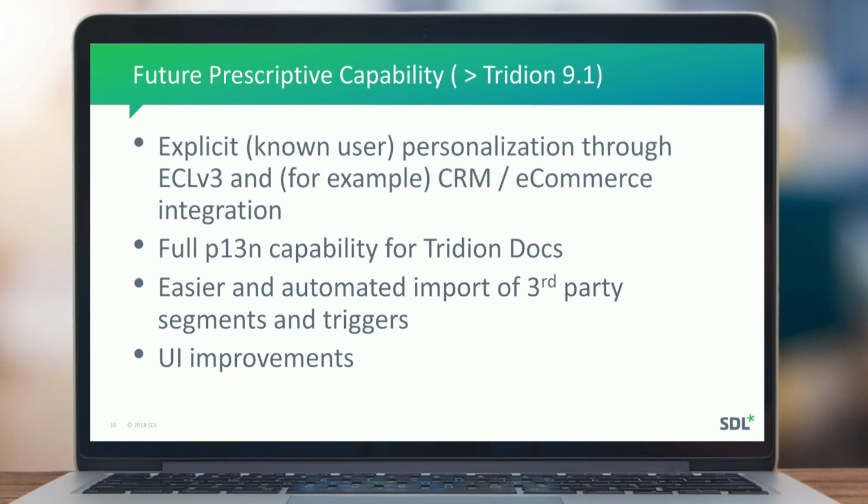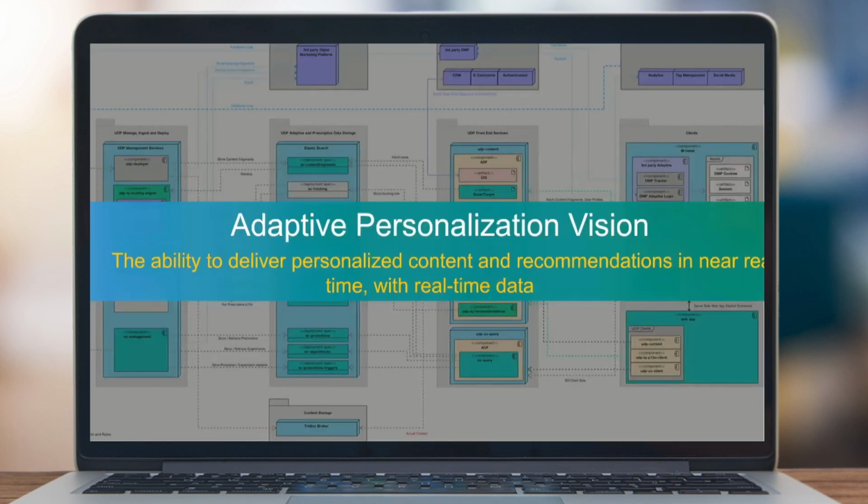So now that we've got this foundation, we can start to think on the future. And for us, that future is what we call, or what everyone calls actually, adaptive personalization. And again, sort of a baseline definition.